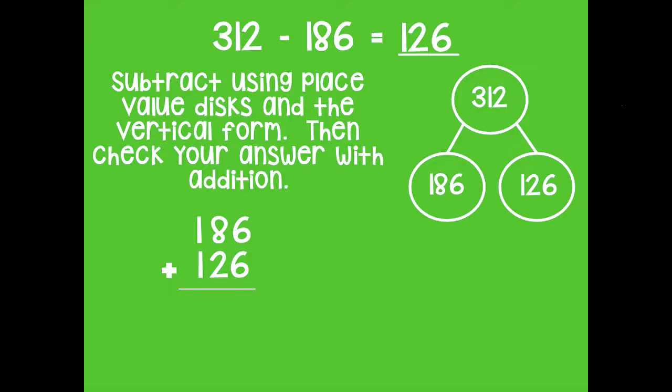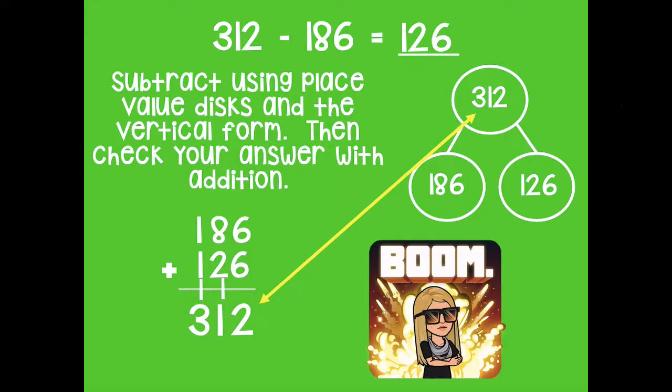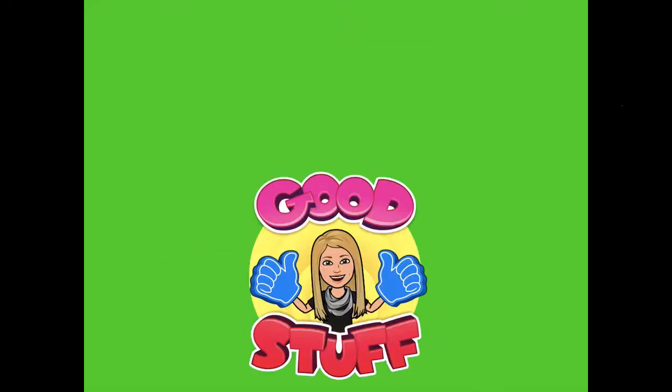So we have in the ones place, 6 plus 6 is 12, which is 1 ten and 2 ones. Then we have in the tens place, 8 plus 2, which is 10. And don't forget that extra 10, which is 11, which is 1 hundred and 1 ten. And then in the hundreds place, we have 300. So 1 plus 1 plus 1 is 3. So look, we got it again. Boom! We are rocking and rolling with this. Good job, friends.